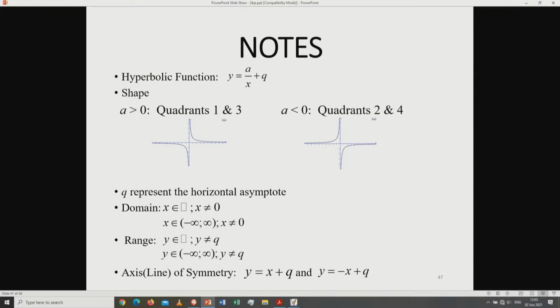If it is less than 0, then it will be in the second quadrant and the fourth quadrant. Then what is q? Q represents the vertical shift. It can go up, we can go down, but it also represents the horizontal asymptote. Then the domain and the range, I said, is all the values of x, but not the asymptote. The graph will never touch the asymptote. The same applies with the range: all the values of y, but not the asymptote.